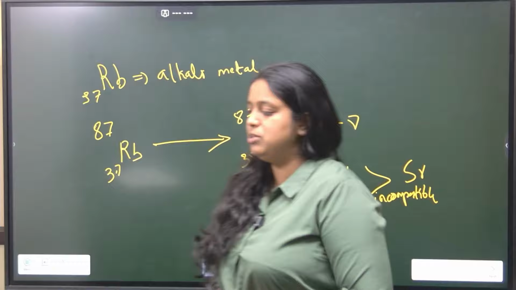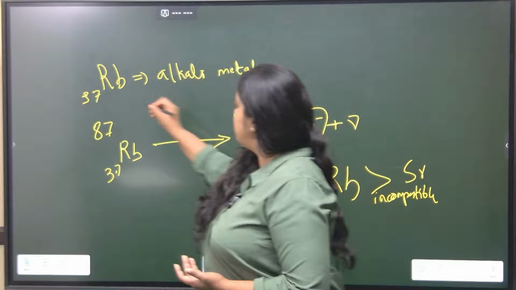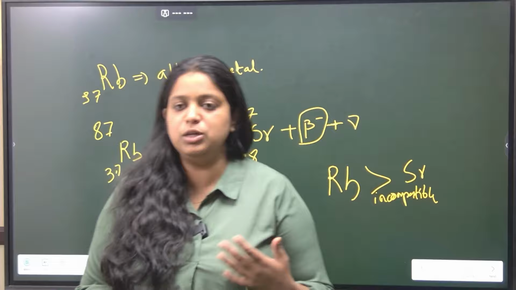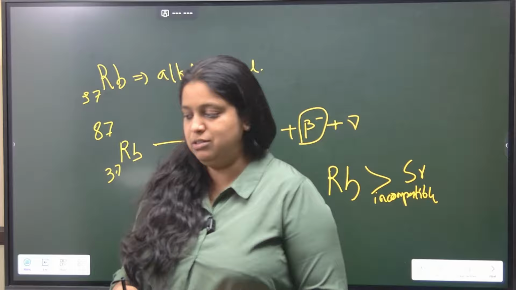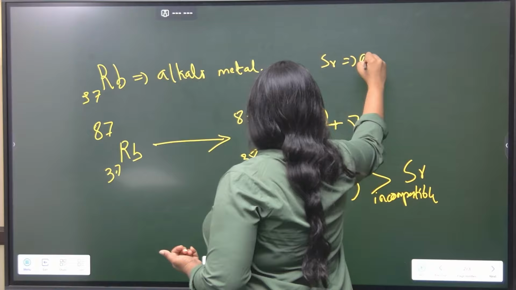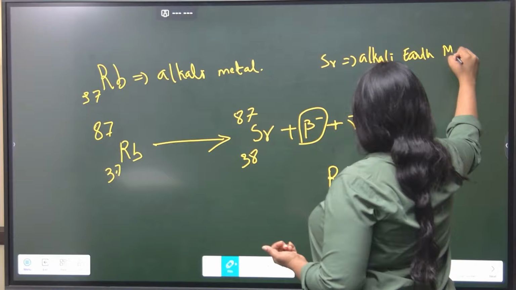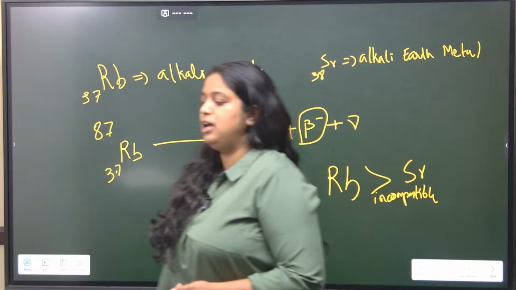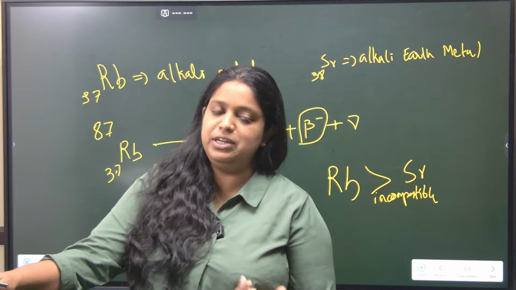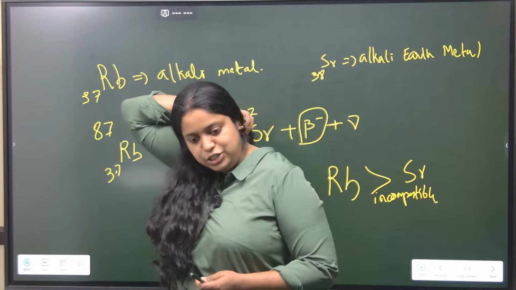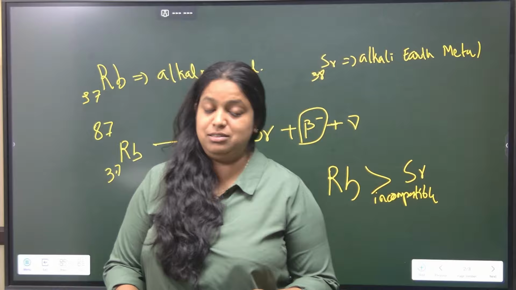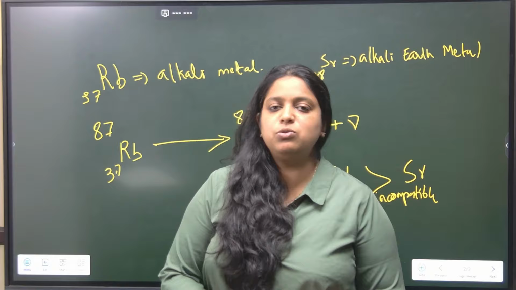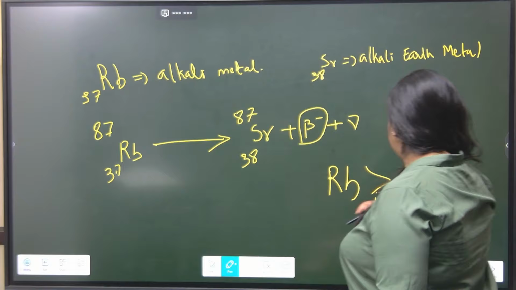Rubidium has a very similar radius to potassium. Hence, rubidium substitutes for potassium in K-feldspars, whereas strontium is an alkaline earth metal with atomic number 38. It is very similar to calcium as an element. Hence, it substitutes for calcium in calcium-rich minerals like plagioclase, apatite, aragonite, etc. So, rubidium substitutes potassium in K-feldspar, and strontium substitutes calcium in calcium-rich minerals. And I have discussed that rubidium is comparatively more incompatible than strontium.